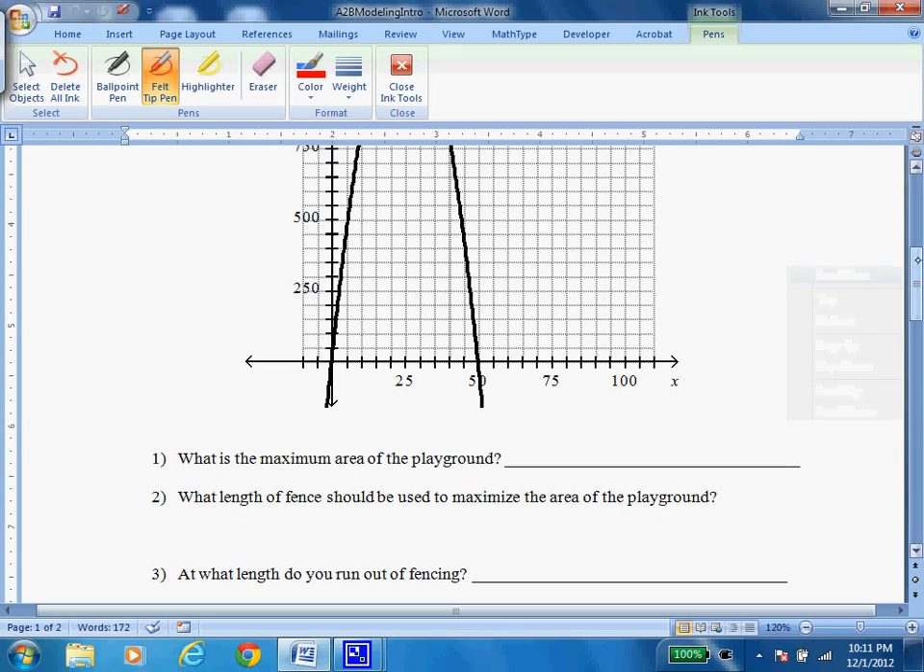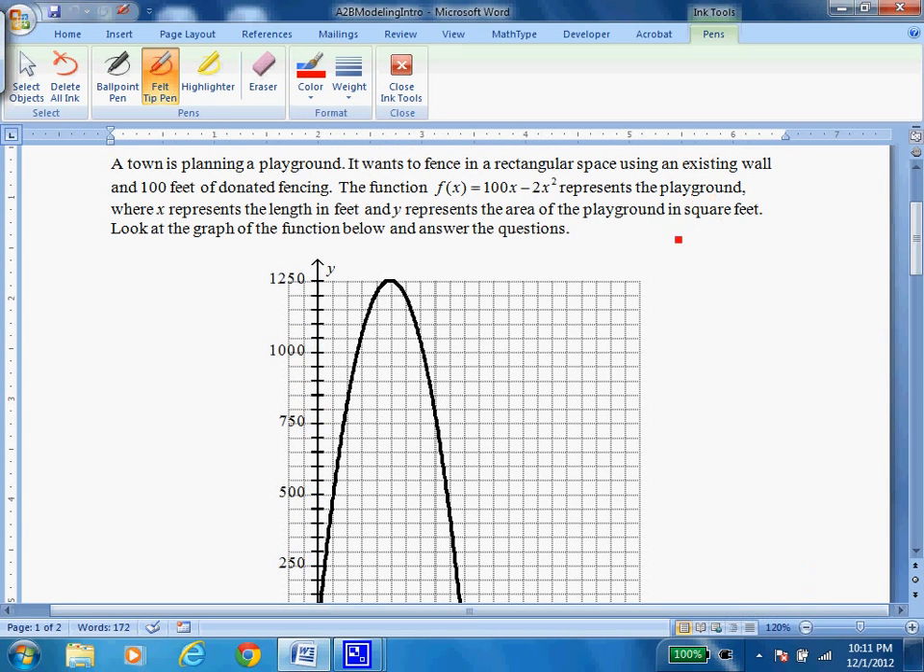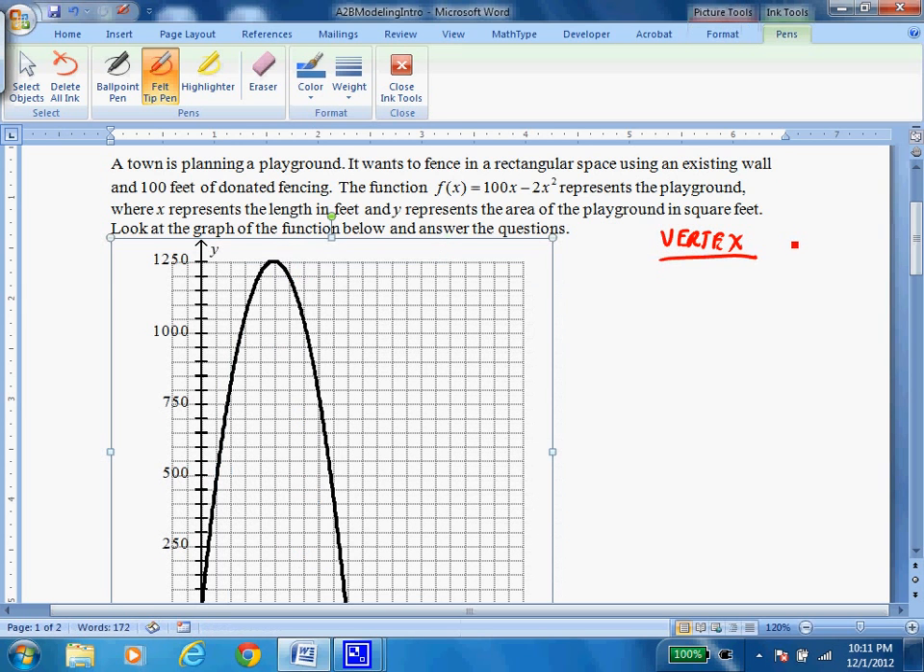So we can make that note for ourselves about the vertex. It'll help us answer questions 1 and 2. And we use the vertex for anything we want to maximize or minimize.